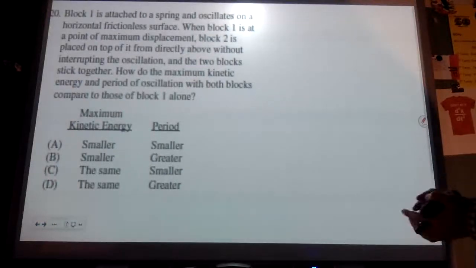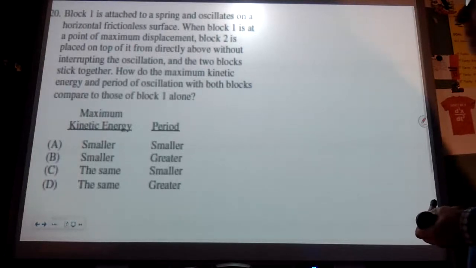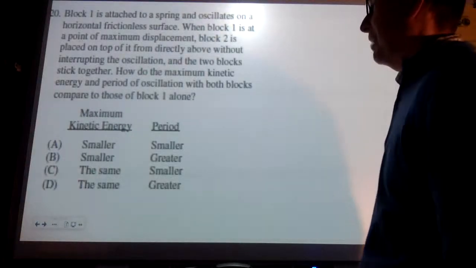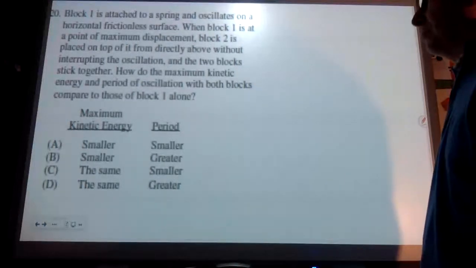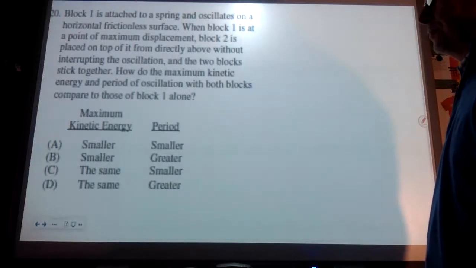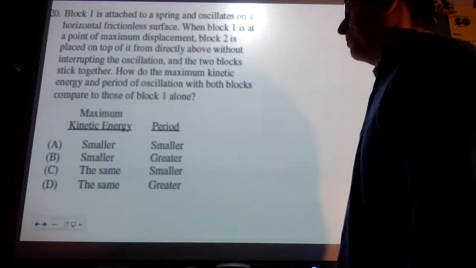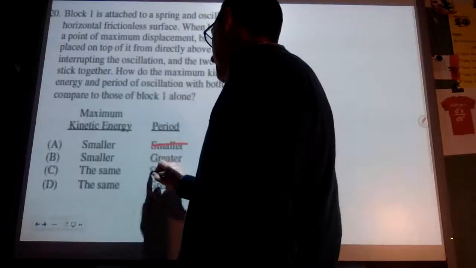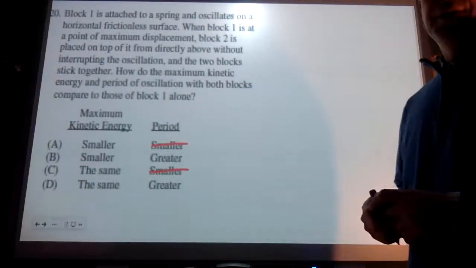Block 1 is attached to a spring and oscillates on a horizontal frictionless surface. When block 1 is at a point of maximum displacement, block 2 is placed on top of it from directly above without interrupting the oscillation, and the two blocks stick together. How do the maximum kinetic energy and period of oscillation with both blocks compare to those with one block alone? So we don't know this yet because we don't know the period formula, but a bigger mass is going to make it a greater period.